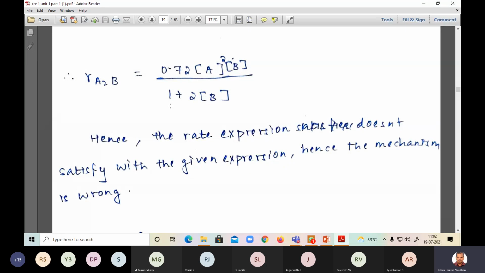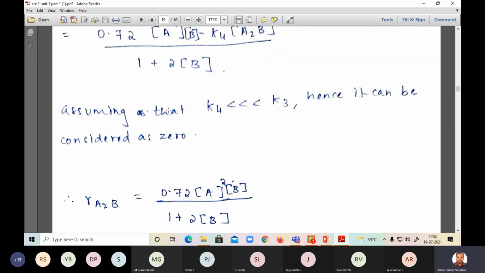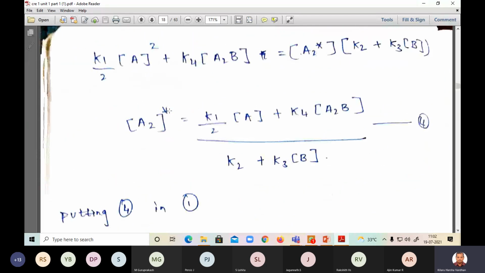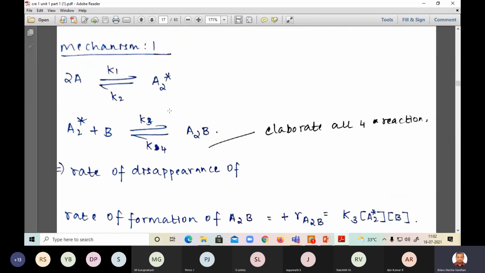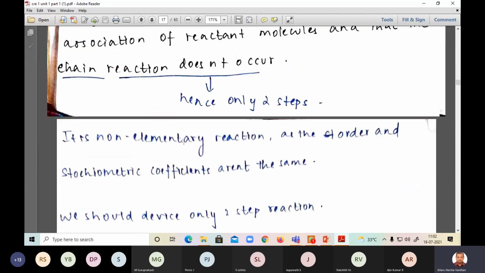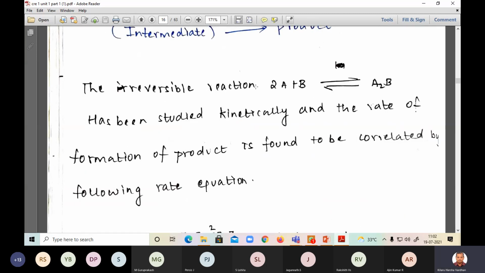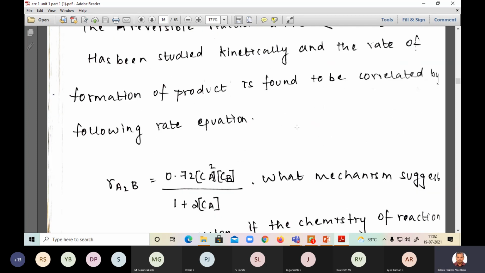In the last class, we were discussing search for the mechanism. We discussed one problem. That problem is this. We need to find out the rate for this particular reaction, 2A plus B gives A2B. And they gave the rate also.